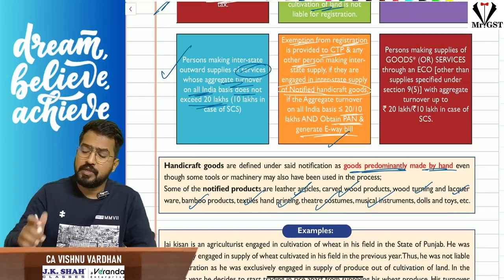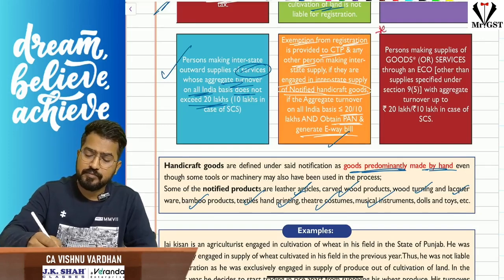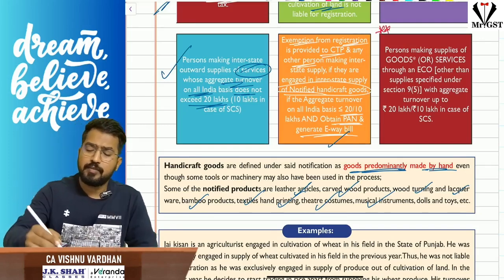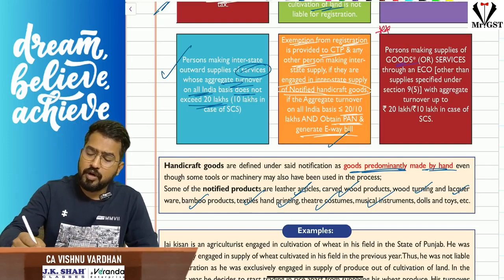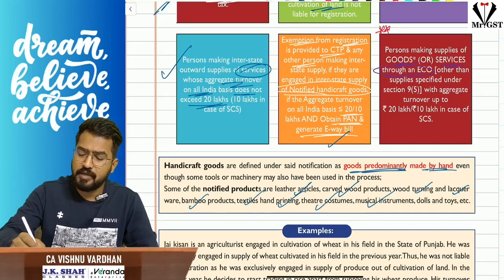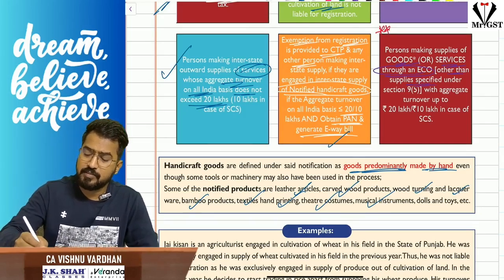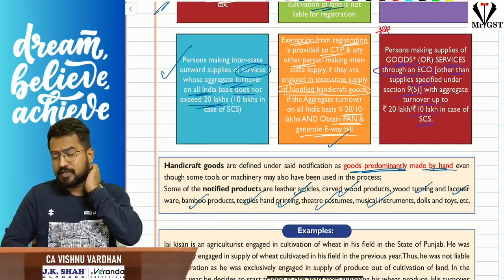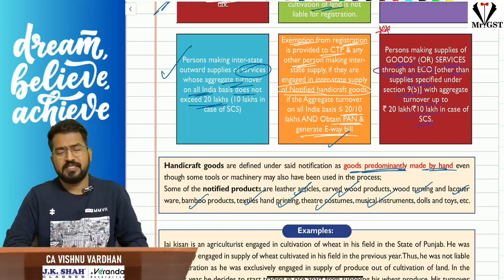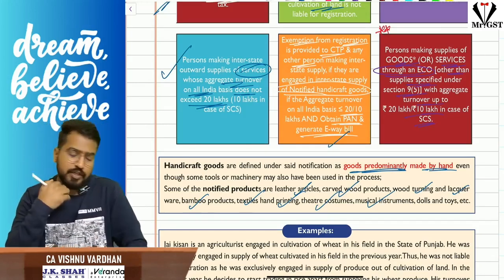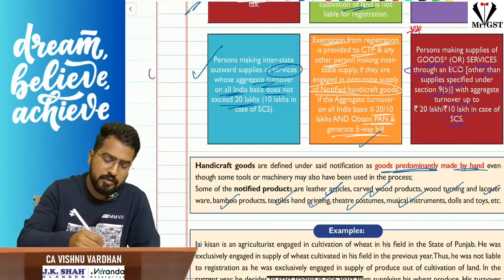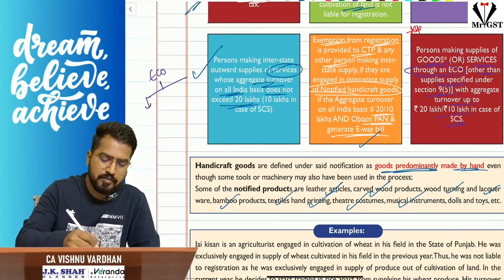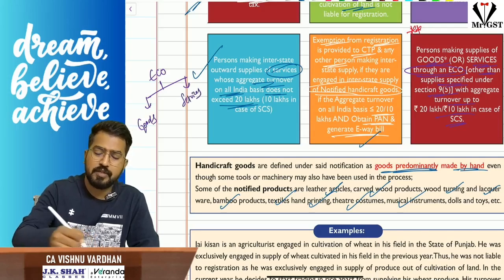Now, this is important for you. If you are making supply of goods or services through an e-commerce operator, other than the supply specified under section 9 subsection 5, with aggregate turnover up to the threshold limits of 20 or 10 lakhs. Please understand, you are making supplies through an e-commerce operator, goods and services both possible, correct?